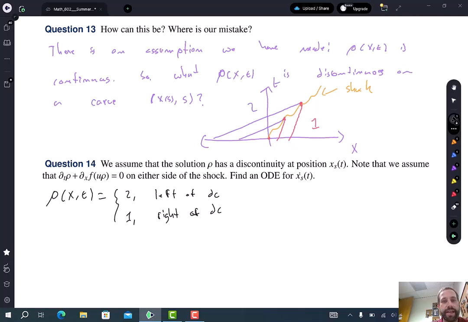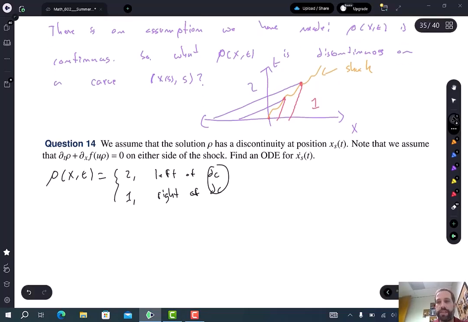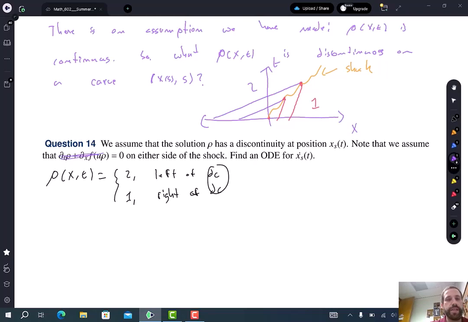But I actually need to get an expression for the discontinuity in terms of x and t. Like, what is the equation for that orange curve there? And so that's what we're going to work on now. And I'm actually going to change, I'm somewhat apologetic for this, but not so much, I want to change the notation for this.